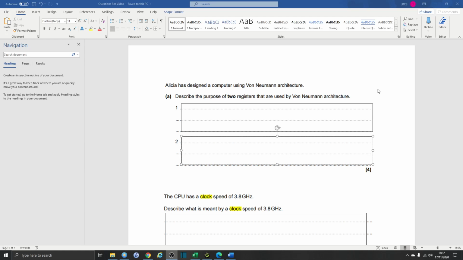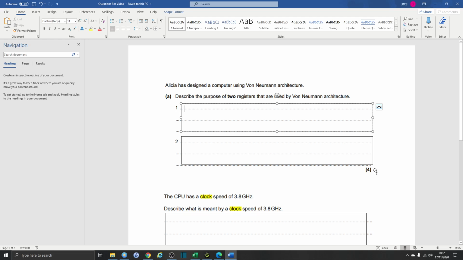So here I'm going to go through a few example questions that might come up in the mock exam or the real exam for Unit 1.1. So we've got here, Alicia has designed a computer using von Neumann architecture. Describe the purpose of two registers that are used by von Neumann architecture.